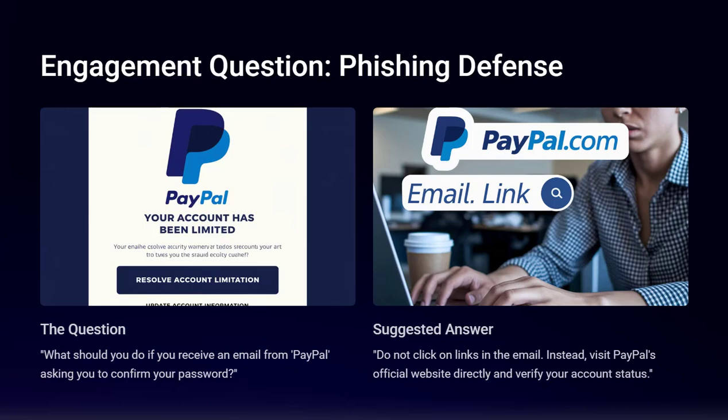Now another issue or question to consider: phishing defense, right? What should you do if you receive an email from PayPal asking you to confirm your password, right? Do not click on the link in that email. Instead, visit PayPal's official website directly to verify your account status, right? Check that, or change your password to make sure it's not attacked.